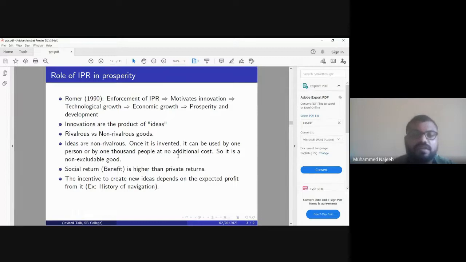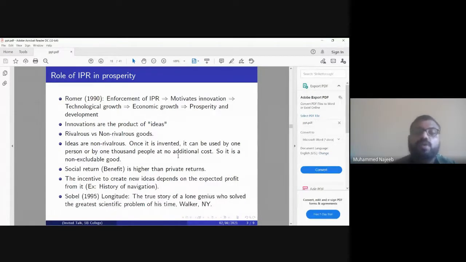The story is written in a nice book, Longitude: The True Story of a Lone Genius Who Solved the Greatest Scientific Problem of His Time, published by Walker, New York, written by Sobel. It is available on the internet. You can also download it. It is a very nice book, telling the whole story of colonization and all.